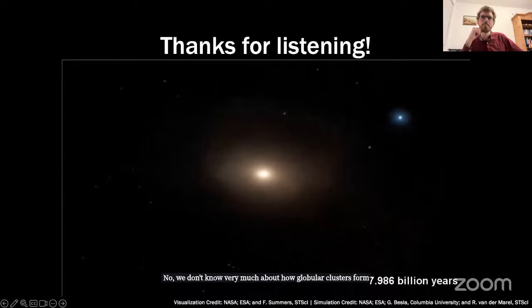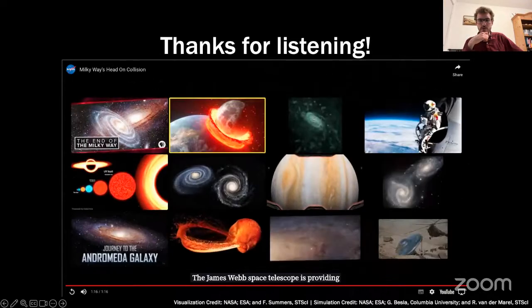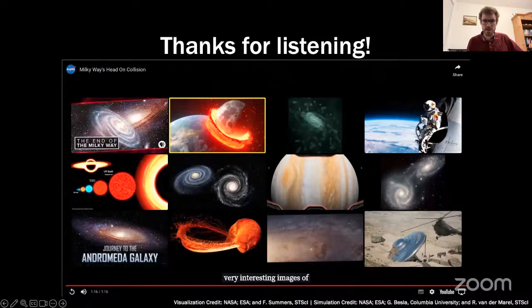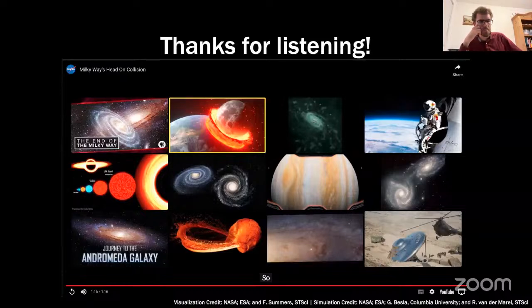I mean, the James Webb Space Telescope is providing very interesting images of early galaxy formation, and it looks like most of the star formation, or much of the star formation, in these early galaxies is in giant globular clusters, which then dissolve. So maybe JWST will help unravel the formation of globular clusters a bit more. But yes, it's not something that's fully understood.